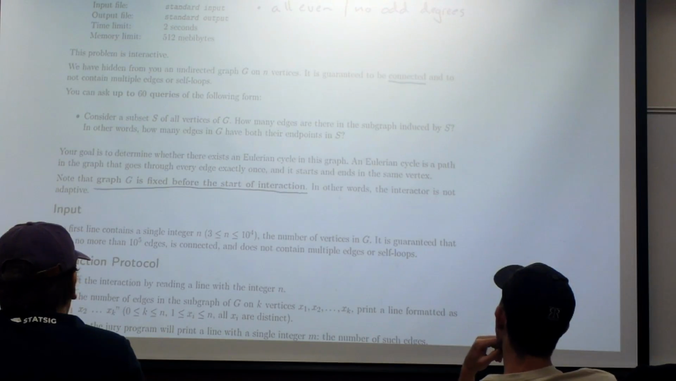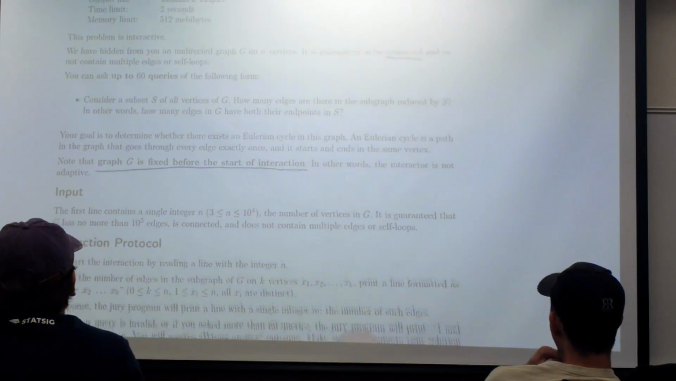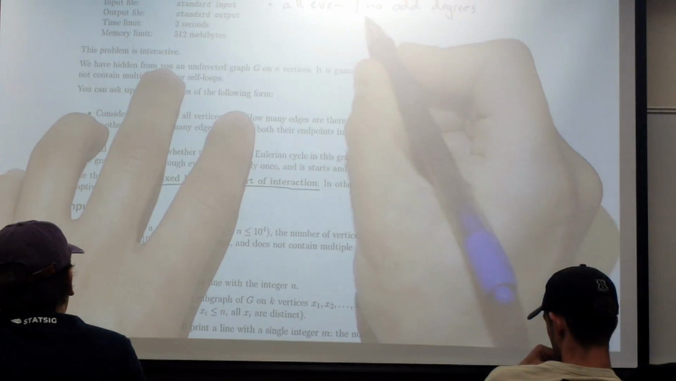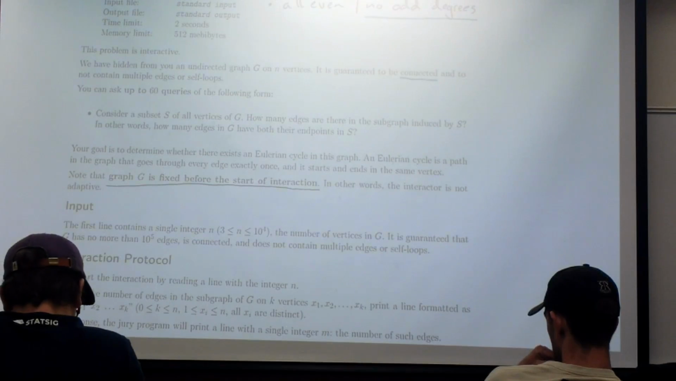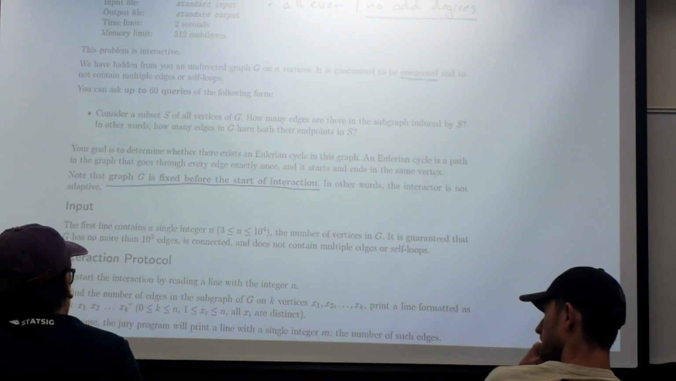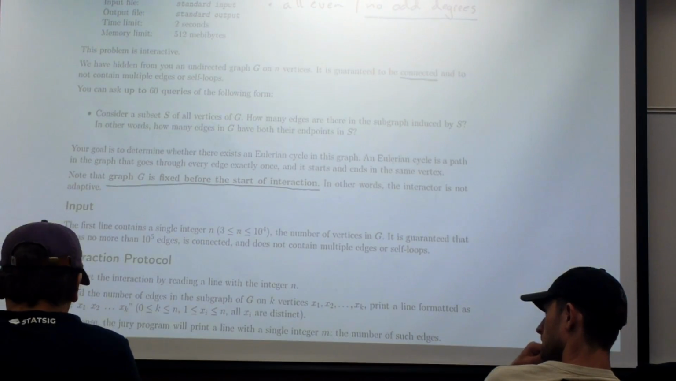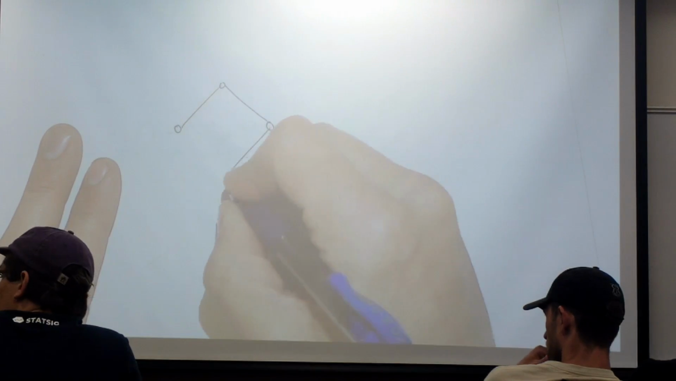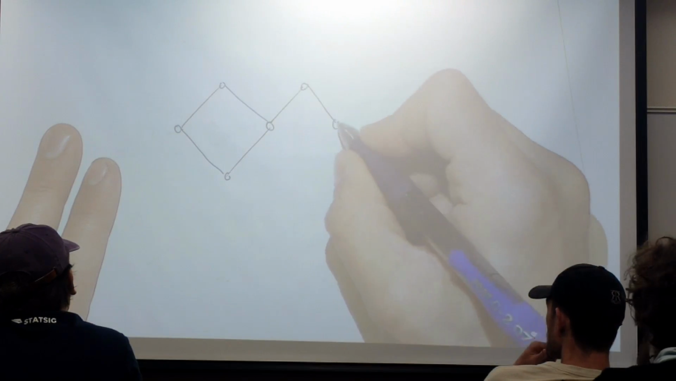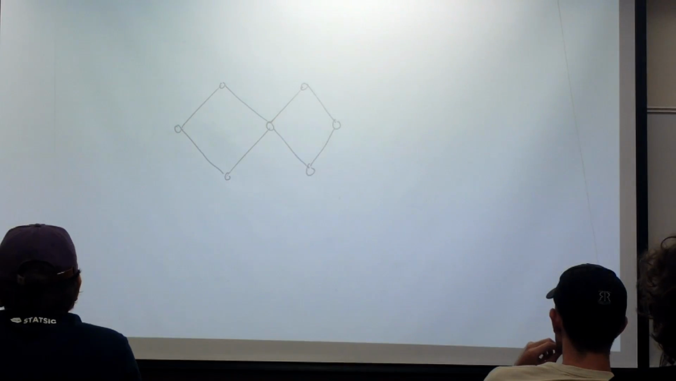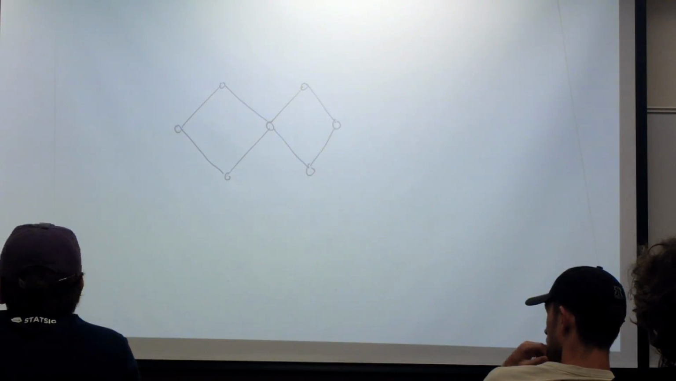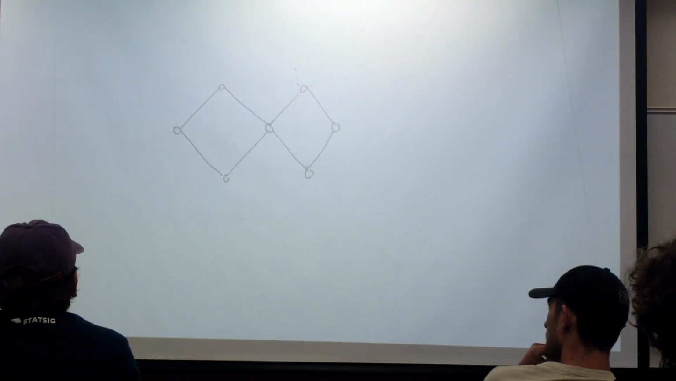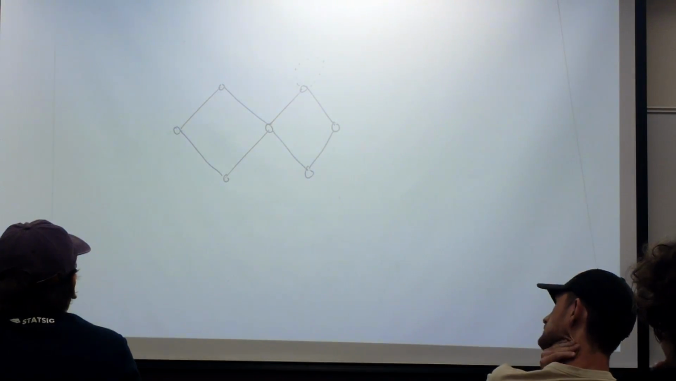So that's the question that we get to ask, and our goal is to figure out whether the graph is Eulerian. Eulerian means that there is a path that uses every edge exactly once in the graph, and it starts and ends at the same place. So, something like this. It contains no self loops, which means there's no edges going to themselves. Not that it really matters, but yeah.